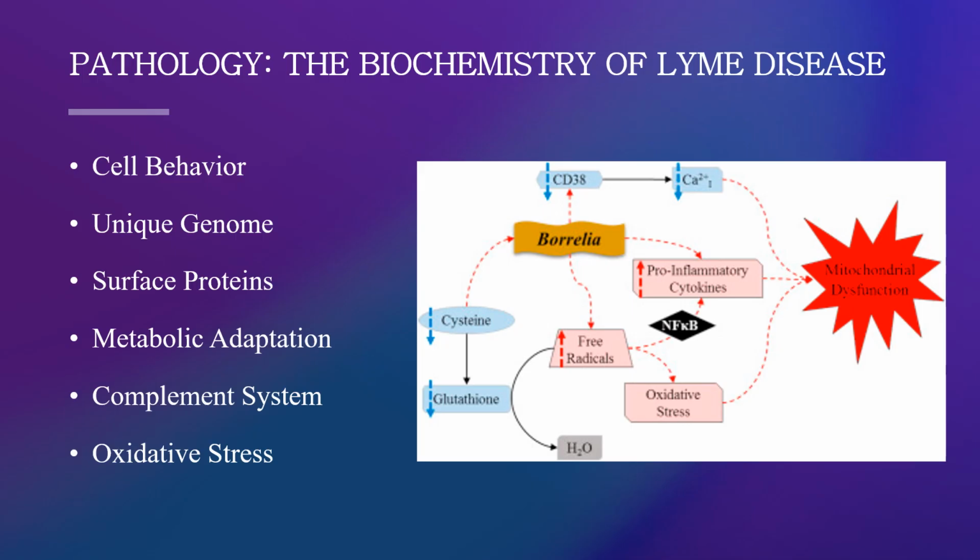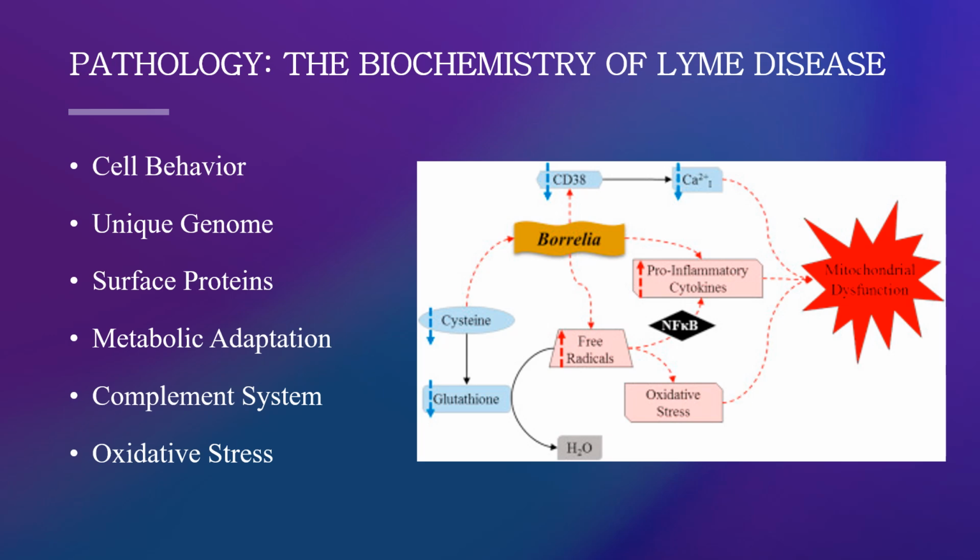Because these surface proteins undergo constant antigenic variation, which allows them to evade the host immune system. The bacteria can shift its metabolism towards glycolysis, and then this metabolic adaptation leads to lactate production. And this will help it survive in the host.